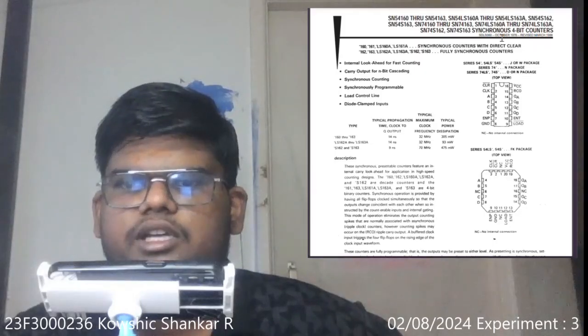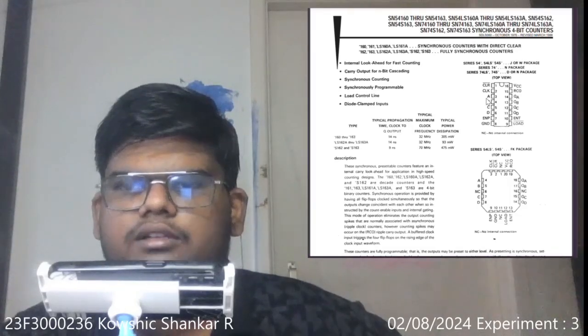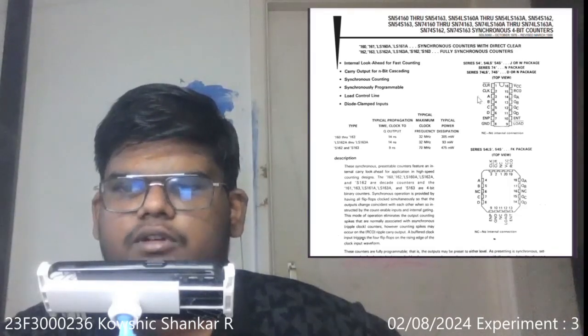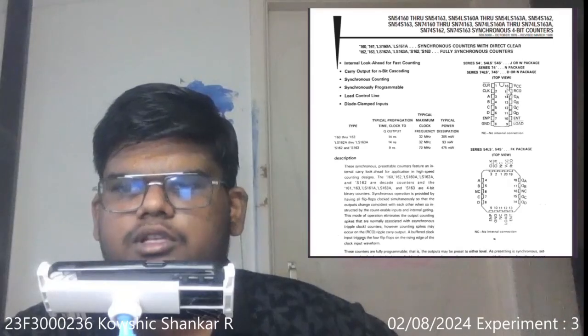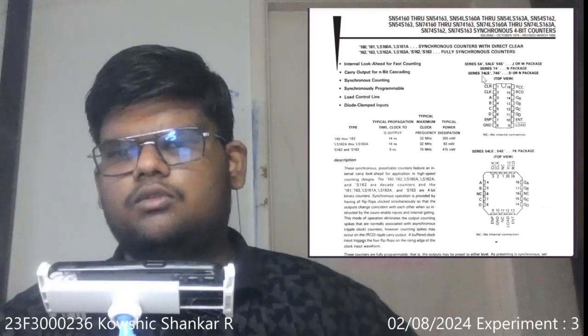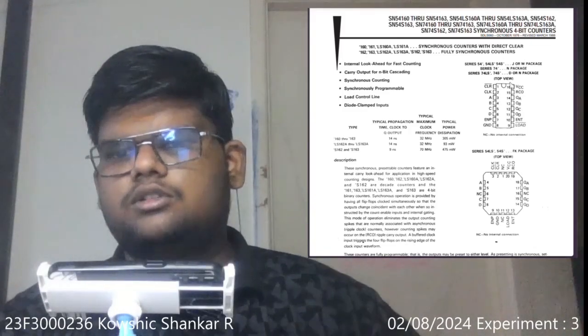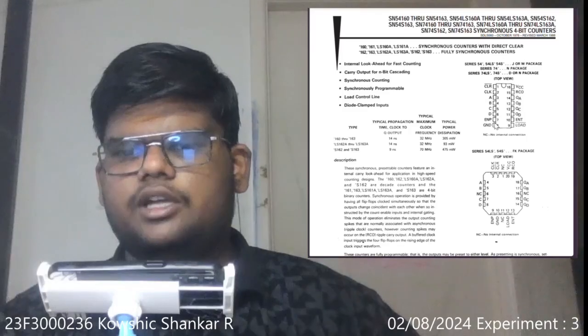This is the datasheet for 74LS163 and this is the pin diagram of that IC. The VCC and ground must be connected to the power source as seen in the experiment of week 1. I do not know what the other pins are, so let us proceed to the next page.